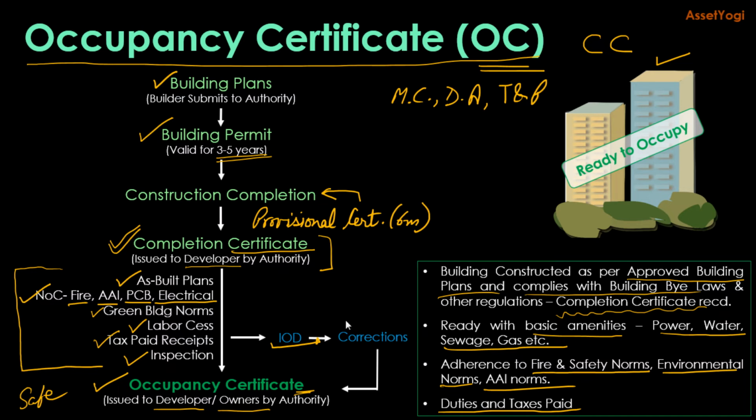Then after making the corrections, the builder or owners can again apply for the occupancy certificate, and the authority, after ensuring that the building complies with all the regulations, will issue the occupancy certificate. I hope you got an idea what an occupancy certificate is and how it differs from a completion certificate.